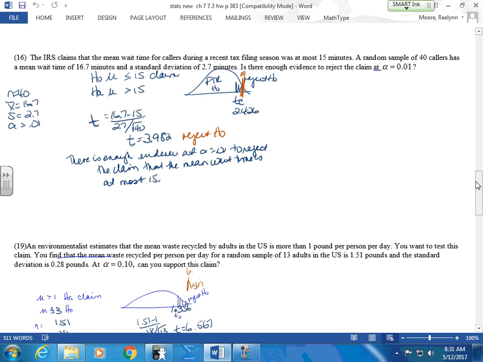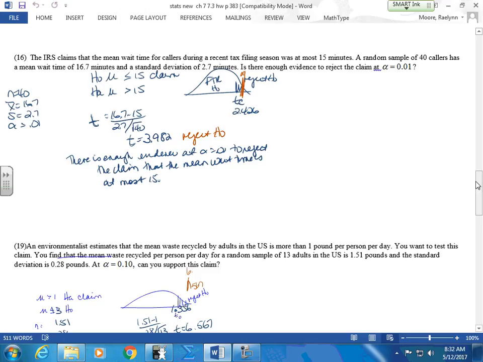The IRS claims that the mean wait time for a call is at most, less than or equal to. So therefore, the HA is greater than. Label your chart, find your critical value, and test it. You fall in the reject H0 region, that's your decision. Again, your claim is your H0, so you have to use the word reject, following your chart.